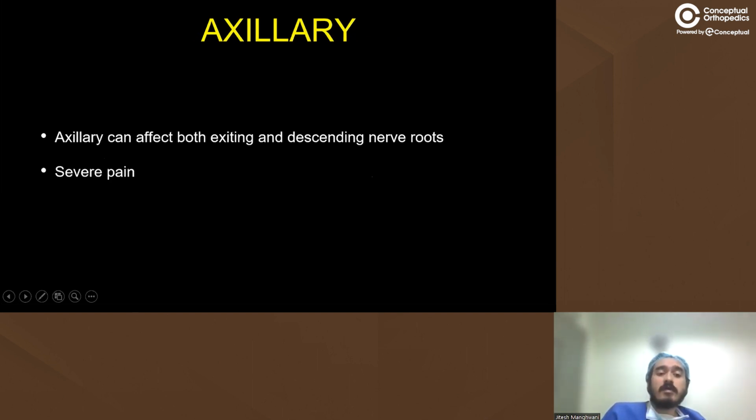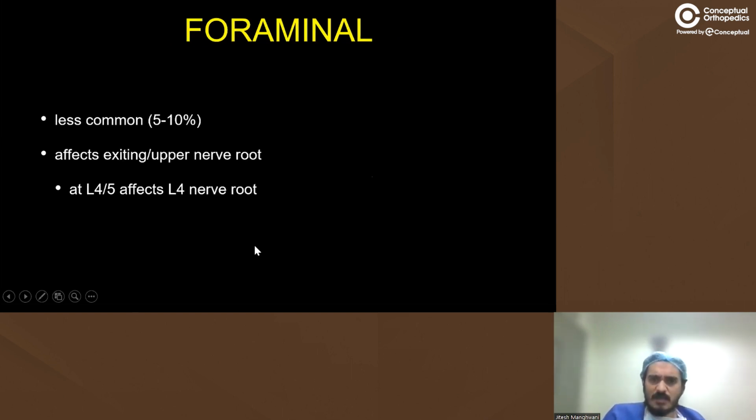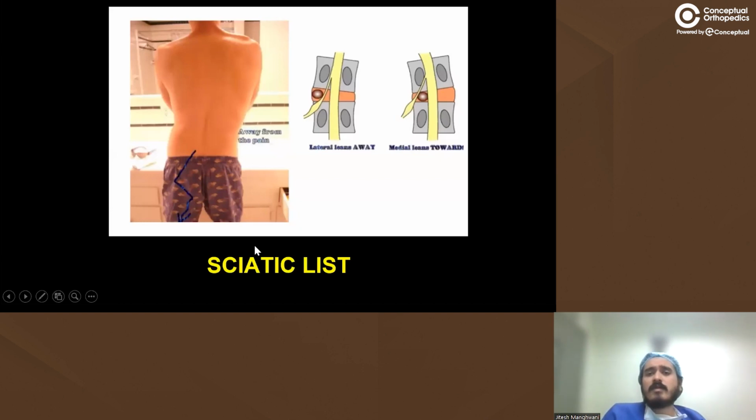Axillary type of disc herniation can affect both the exiting as well as the descending roots, and the patient presents in severe pain. Now, why does this particular disc affect both? If you see this image over here, this is the axillary disc, the last image. This is prolapsed disc material which has come out from the axilla, and if it is big in size, it will obviously cause compression of this exiting root as well as the traversing root.